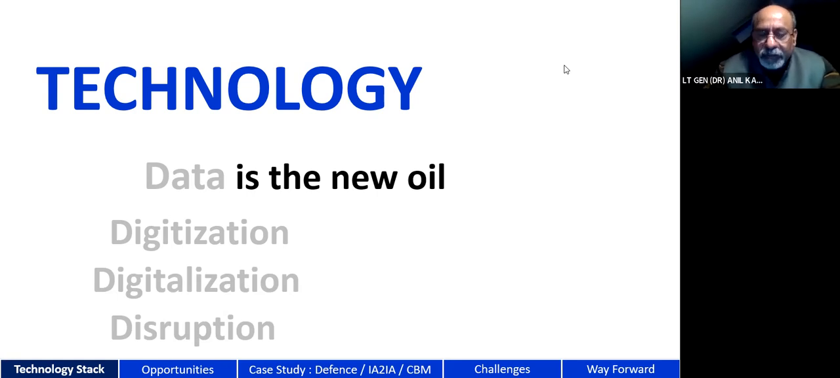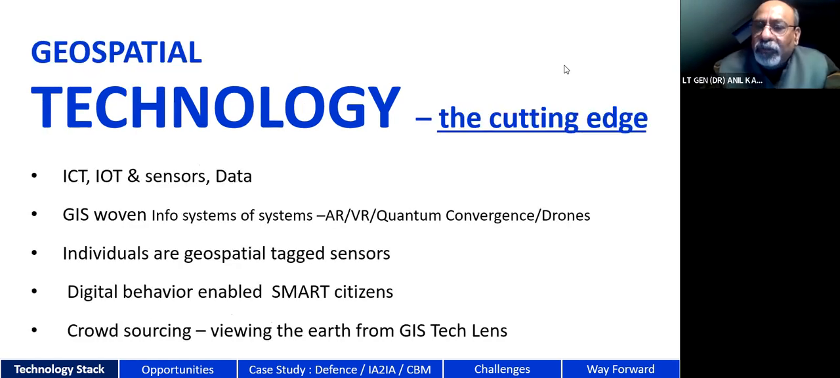And perhaps in the 21st century, the biggest disruptor has been the geospatial technology. It's a layer which is actually making all the difference. In fact, geospatial technology is correctly called the science of where, and it is the cutting edge technology today.